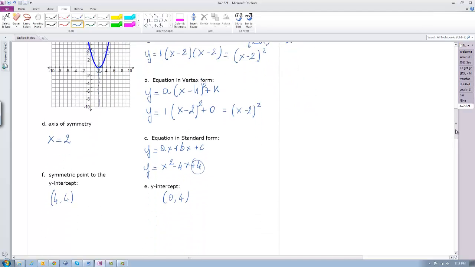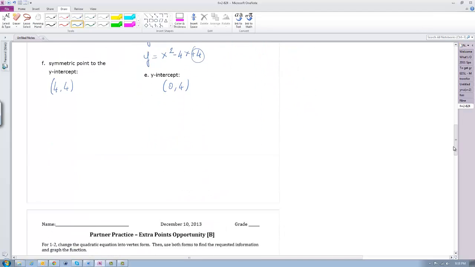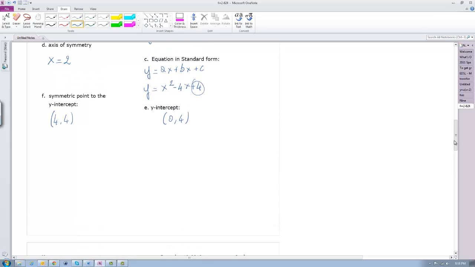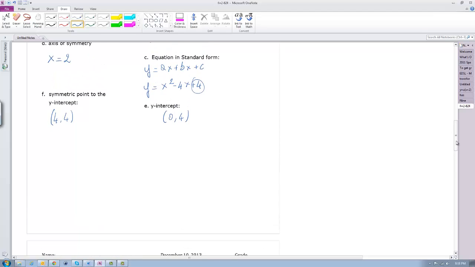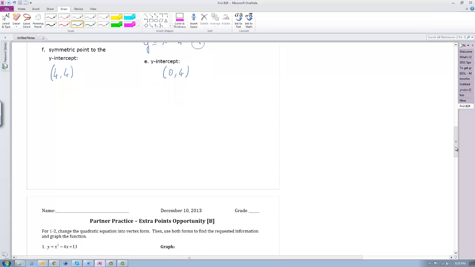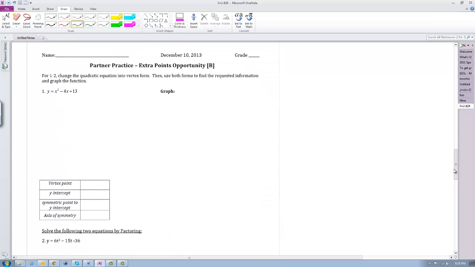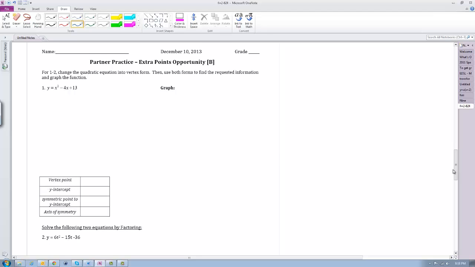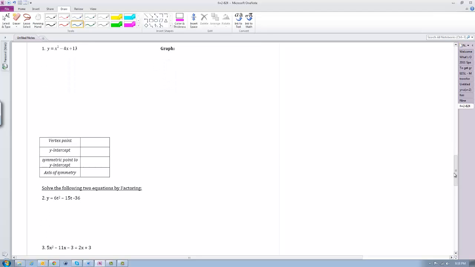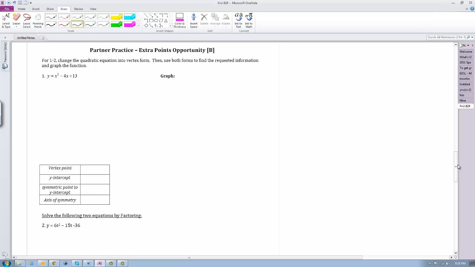It's pretty fast. We finished the first problem. I would advise you to go ahead and do the other one, if you have not done it already, the partner practice, on your own, following the directions I just gave you.